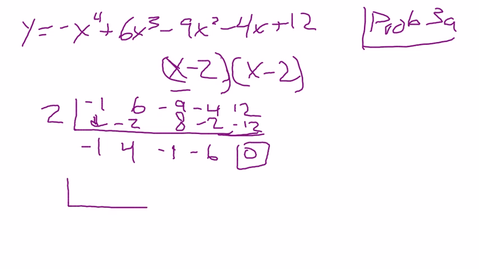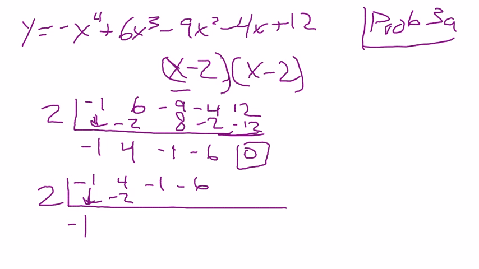So now we can go ahead and do the same thing again with our new polynomial. Negative 1, 4, negative 1, negative 6. And same thing, drop that negative 1 down. 2 times negative 1 is negative 2. 4 plus negative 2 is 2. 2 times 2 is 4. Negative 1 plus 4 is 3. 2 times 3 is 6. And again, we're happy because we get a remainder of 0.